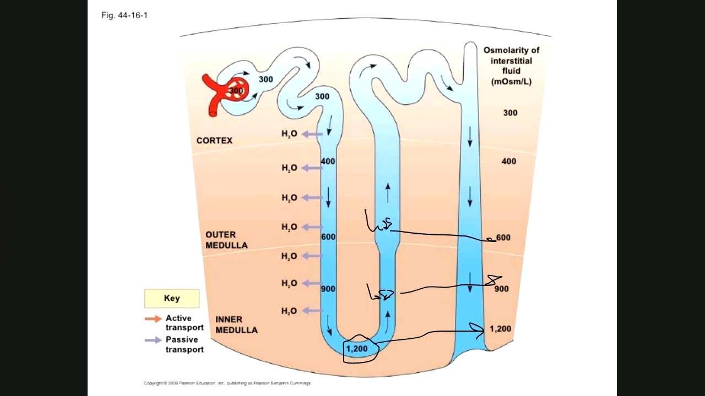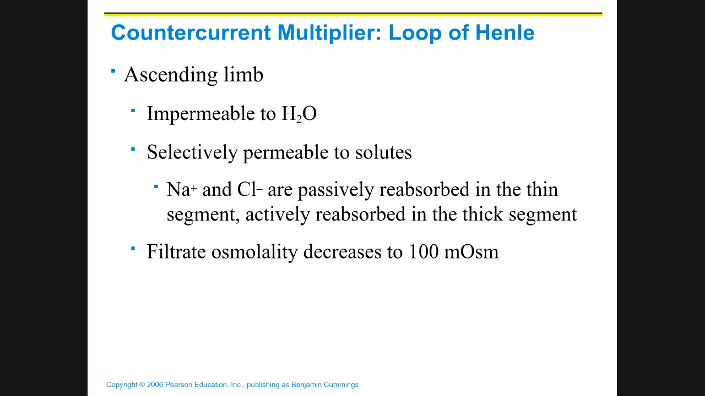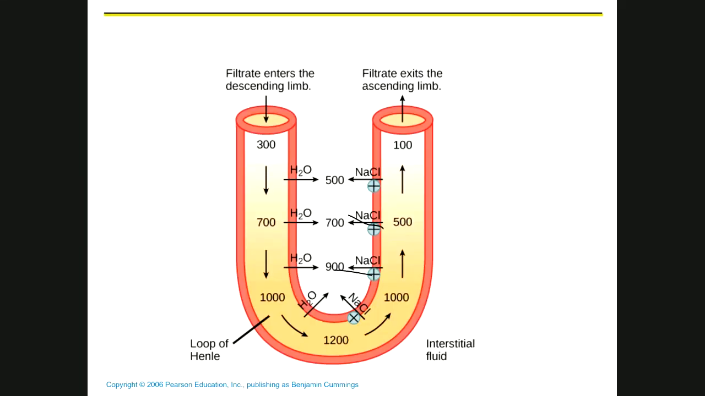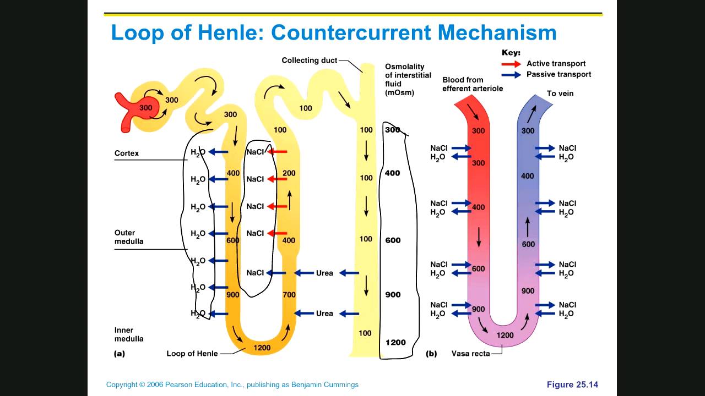But as I do that, I'm going to maintain this gradient. And so, again, the deeper you go, the saltier it's going to get. But it's because on this part of the loop of Henle, I'm pulling salt out like crazy. So if you look at the loop of Henle, on this side, I pull water out. On this side, I pull salt out. And that's what maintains this increasing salt level so that I can keep absorbing the water.